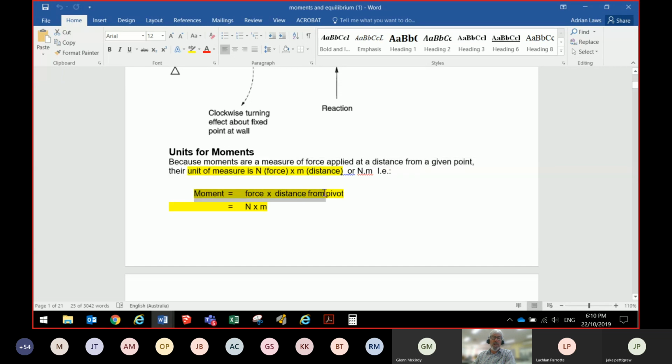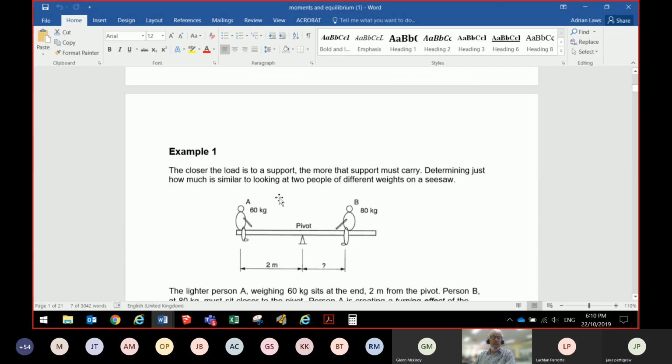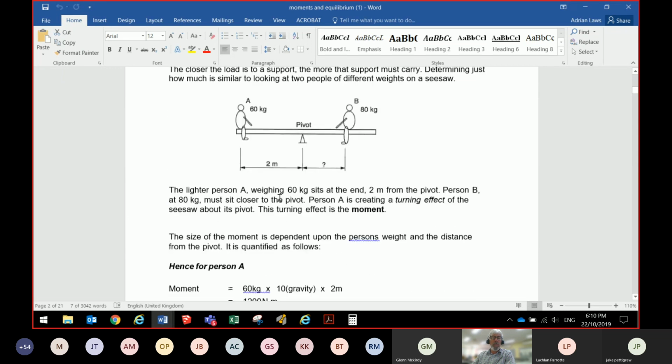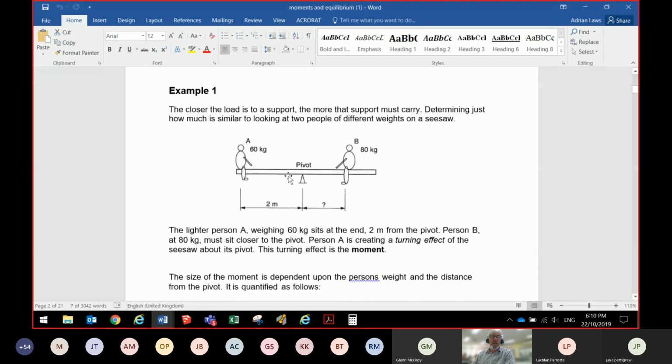That's a calculation right there. That's highlighted yellow because I always said to the students, just highlight that as a calculation. And here's an example of how we do it. Let's say we've got a seesaw, 60 kg person here, 80 kg person there. We've got 2 meters from the 60 kg to the pivot. How far would we have to have from the pivot to here for the 80 kg person for everything to be in equilibrium? And that's the question.